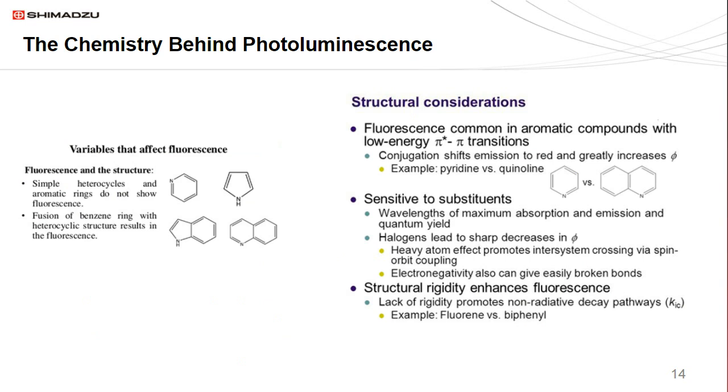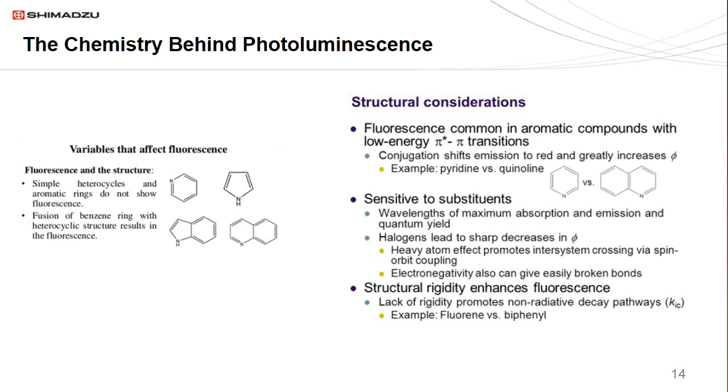Now, you may have noticed in the last slide, as you fused more benzene rings onto a fused ring system, the wavelength of the emission moved towards the red. And here you see most of our fluorescence compounds have low energy pi to pi star transitions, which are typical of aromatic ring systems. You see here the example of pyridine and quinoline. When you add the second ring system onto it, it moves it into the red, and it also increases the quantum yield.